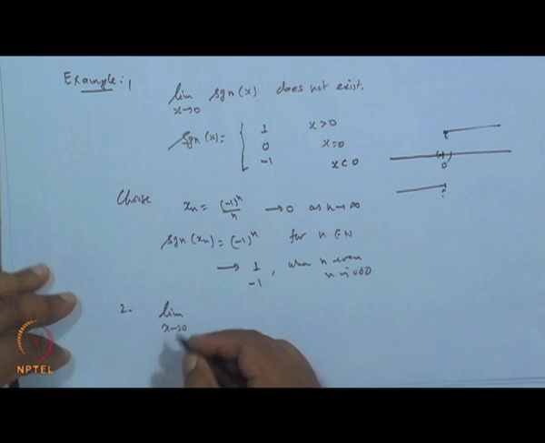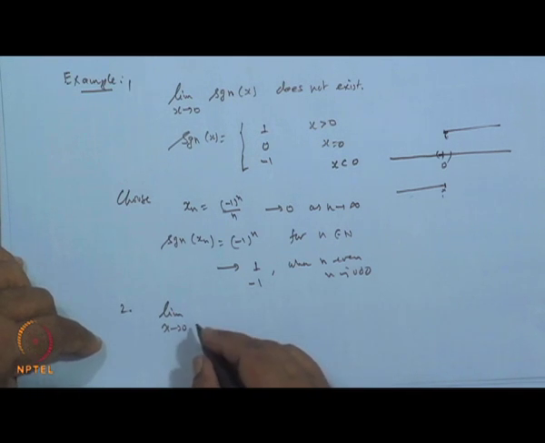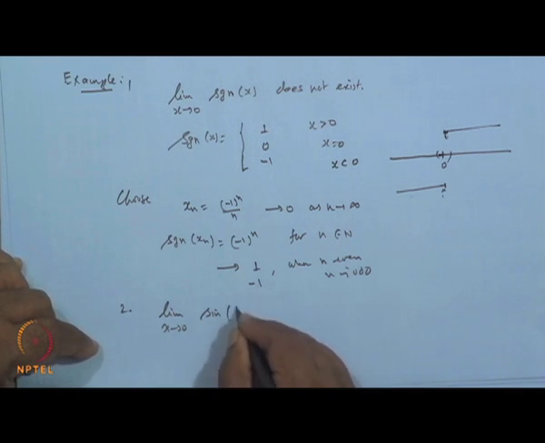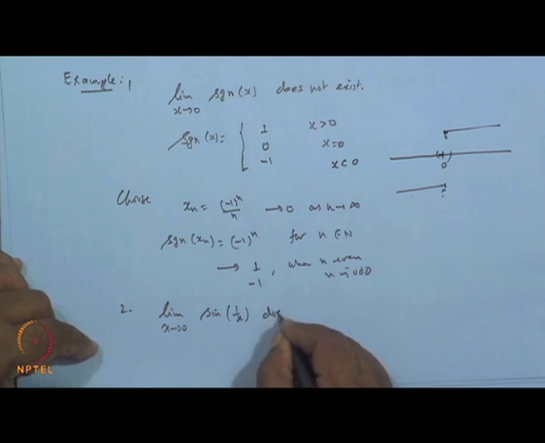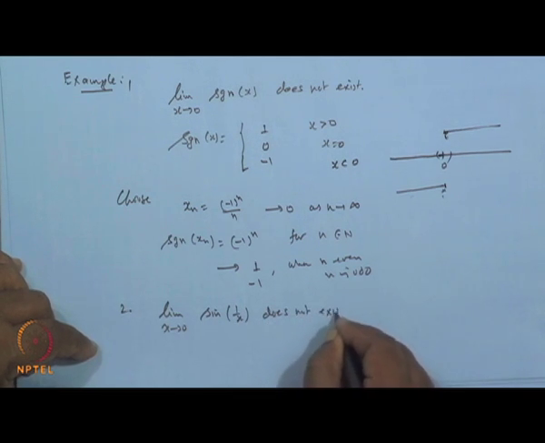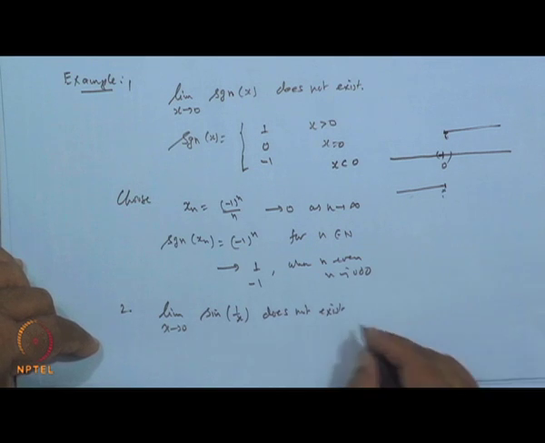So, this limit does not exist. Similarly, as another example, suppose I take the limit as x tends to 0 of sin of 1 by x. It does not exist in R.